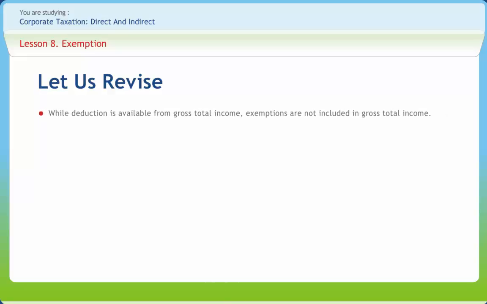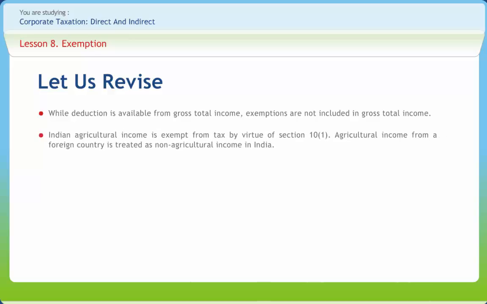While deduction is available from gross total income, exemptions are not included in gross total income. Indian agricultural income is exempt from tax by virtue of Section 10(1). Agricultural income from a foreign country is treated as non-agricultural income in India.